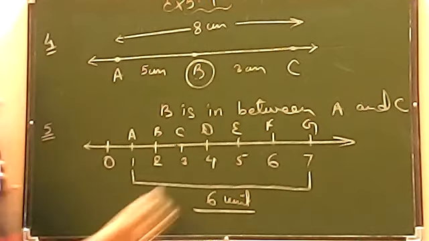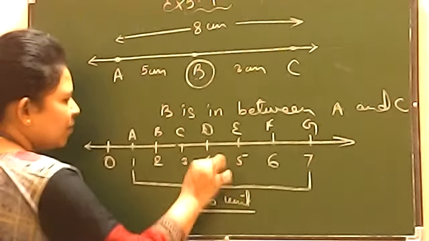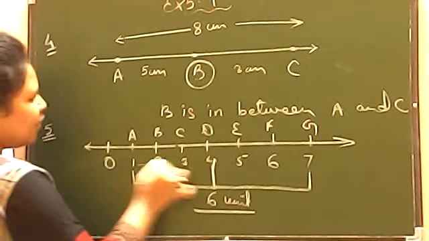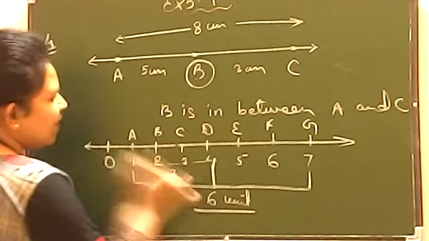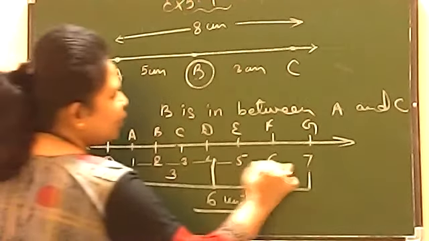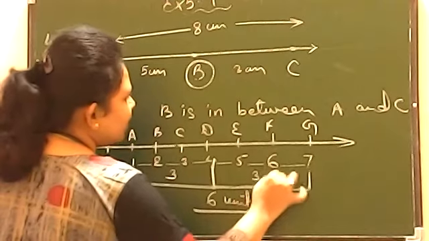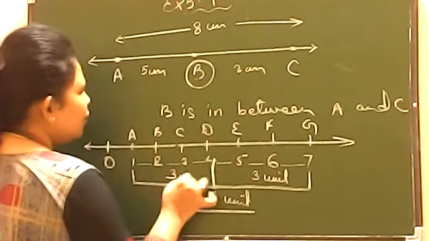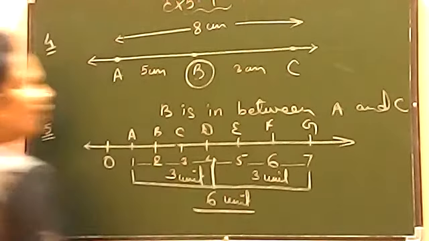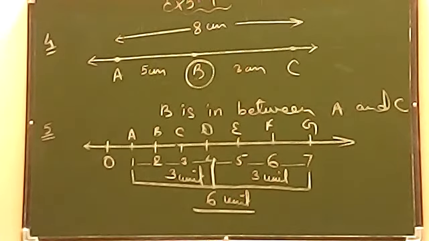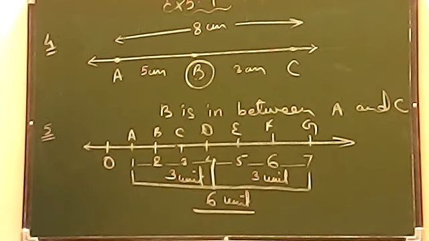Let's see now. This is our D point. Okay. Now let's say 1 unit, 2 unit, 3 unit. We have 3 unit. 1 unit, 2 unit, 3 unit. We have 3 unit. It means on both the ends we have 3 units. It means yes, D is the midpoint of AG line. So this question is also completed.